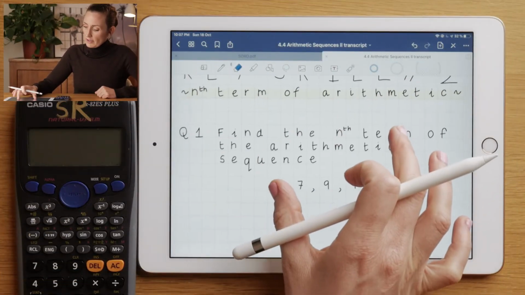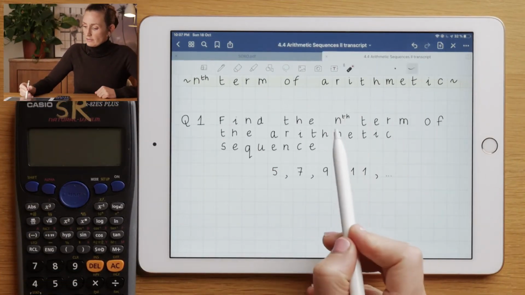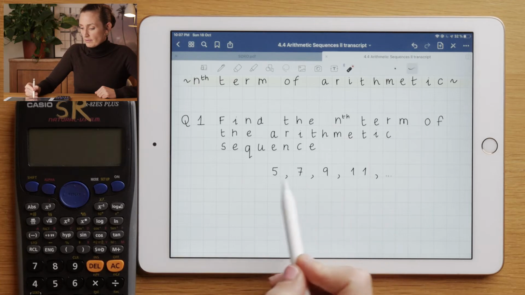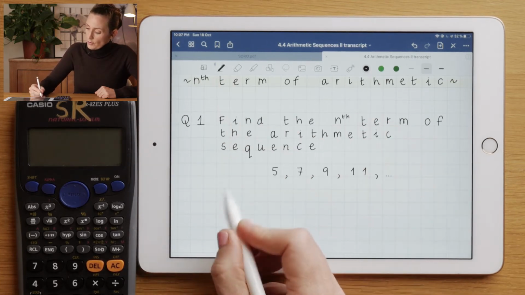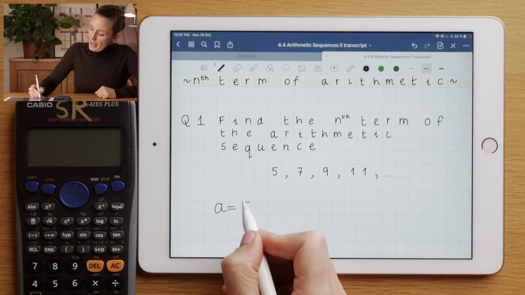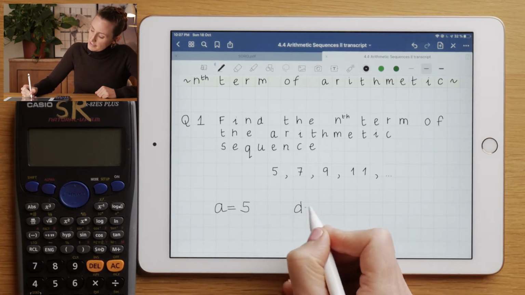So now you know where the proof of the nth term came from. I'm going to show you how you can apply it in questions and how you should write it down to get full method marks. So let's have a look at question 1. We've been asked to find the nth term of the arithmetic sequence, and we've been given the first few terms in the sequence. I would always start by writing down A and writing down D.